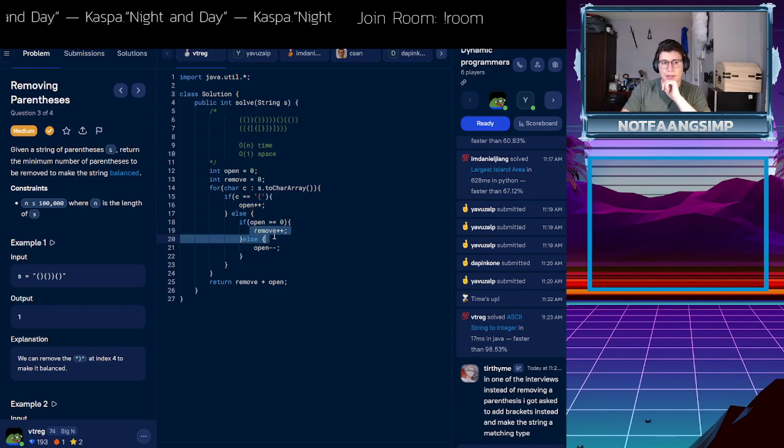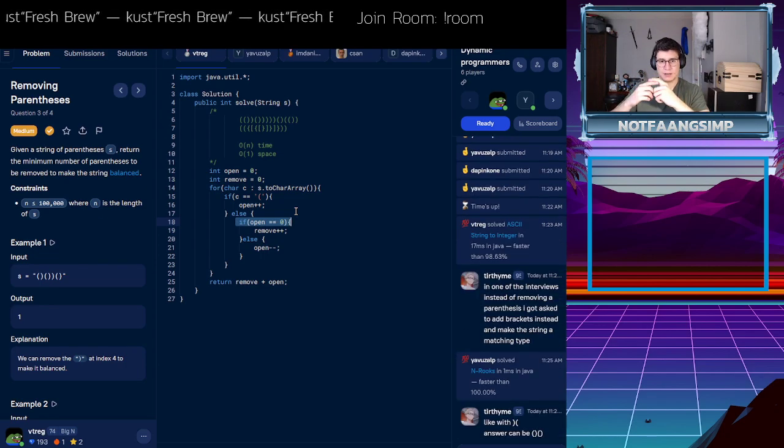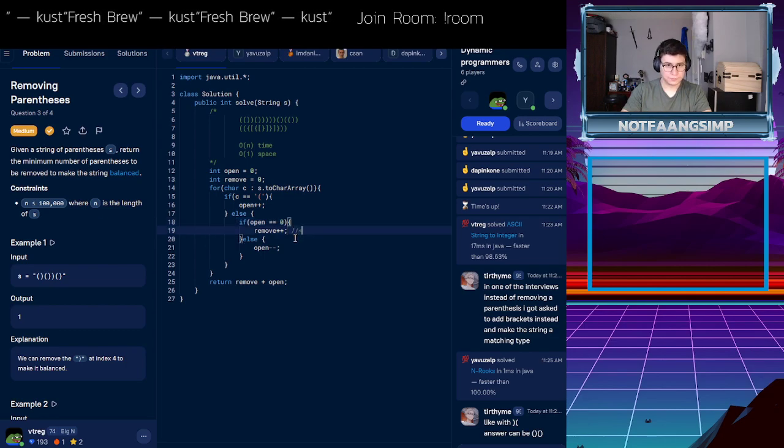However, this is the very important insight here. If there's no remaining open parentheses for us to match to and we find a closed one, we know that this one makes this an invalid parenthesis. And if we're just checking to see balanced parentheses, here we would just return false. But because we just need to see how many we'd need to remove, we just find, hey, this one makes it invalid, let's remove it.